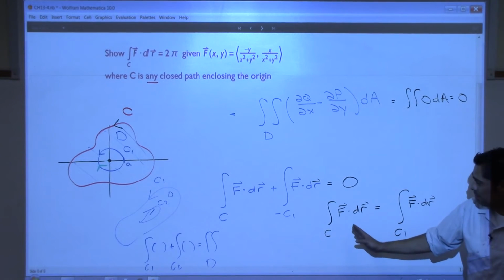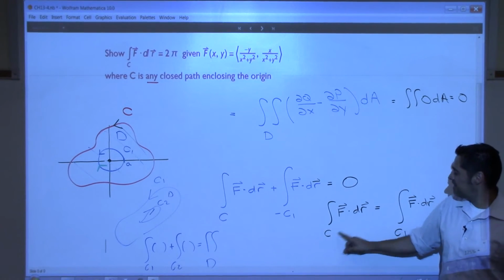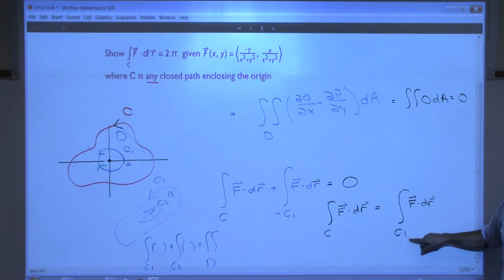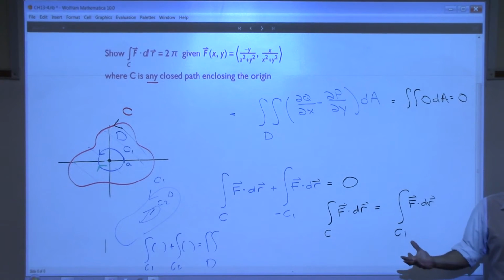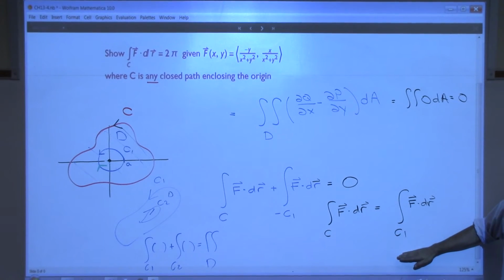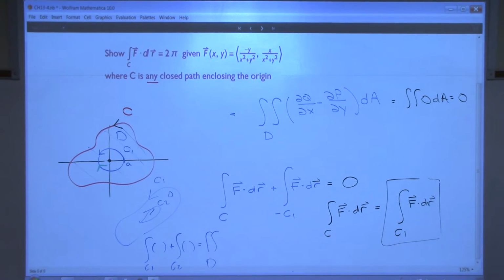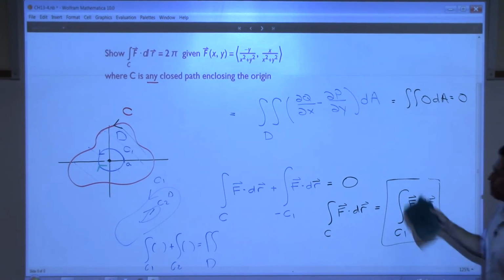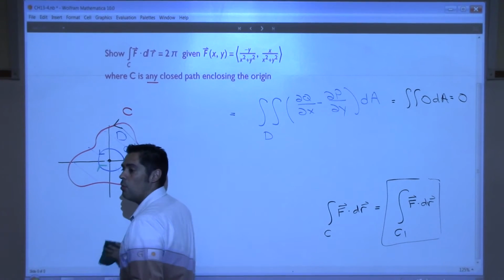So what is this telling me? If I want to know this line integral over some arbitrary C, which I never told you what it was, it's the same as the one over C1. But that was just a little circle. Now, it only works for this particular vector field. This is not a general conclusion that we're drawing. It's for this particular vector field we're able to do this. And so I think we might be able to do that pretty easily. Let's see if we can actually do this one. Why is it only working with this one?